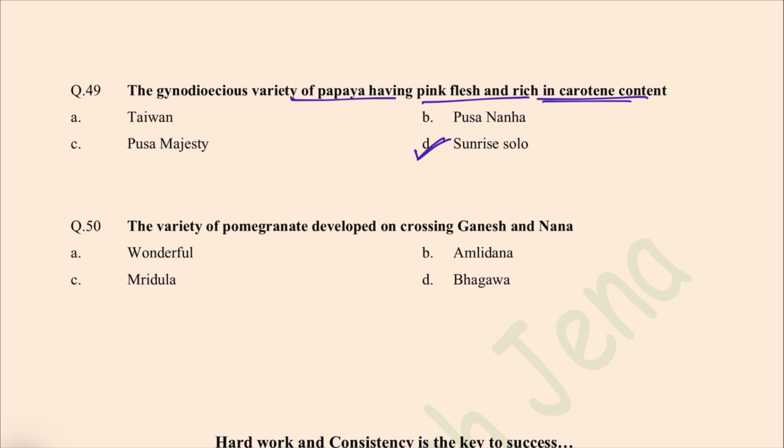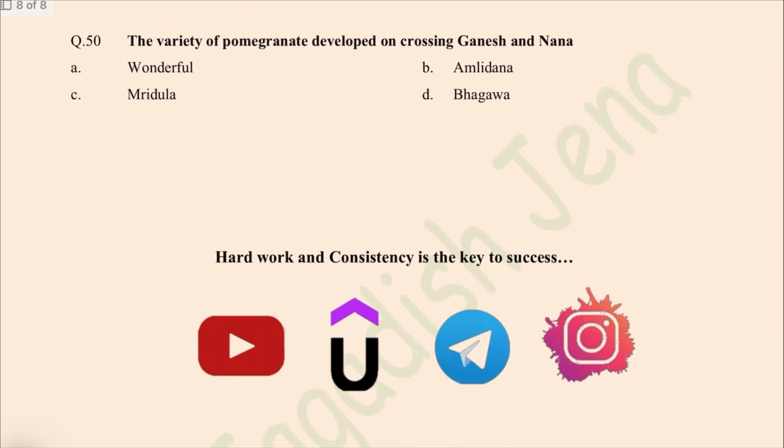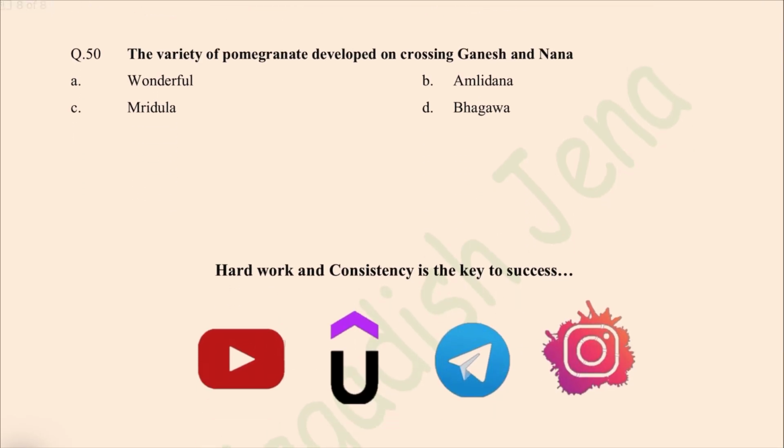Question from here: a papaya variety where male, female, and hermaphrodite plants are present is classified as polygamous. Which variety of papaya is the most dwarf and suitable for high density planting? That is Pusa Nanha. Next and last question of this session: the variety of pomegranate developed on crossing Ganesh and Nana, that is Amlidana. Okay, the right answer is Amlidana.